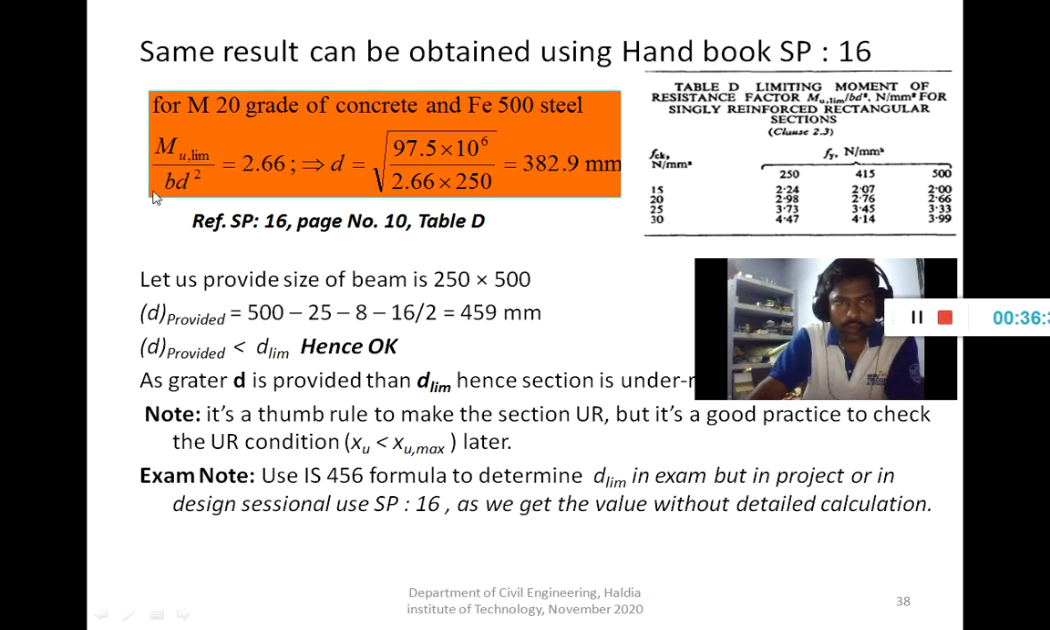What is Mu limiting by bd square for grade of concrete 20 and Fe 500? This is 2.66. So the value is taken from Table D, and from that expression we get the value of d, which is 382.9, exactly the same as we computed from the IS 456 equation.